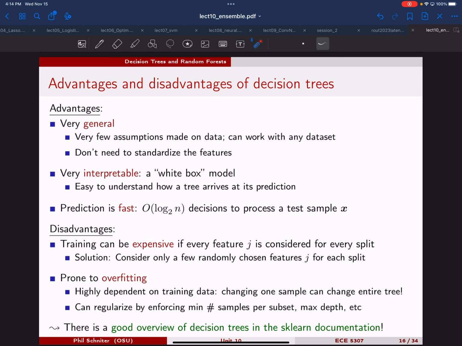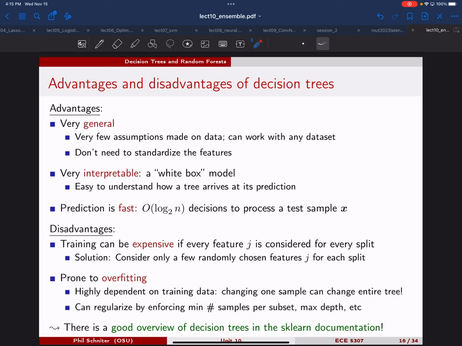Okay, and then we reviewed some of the advantages. So the trees are very general. We didn't really make many assumptions on the data. We can work with features that are categorical or ordinal. We don't even need to standardize the features. We can understand exactly how the tree is making decisions because it's literally a sequence of very simple decisions it's making. It has fast prediction.